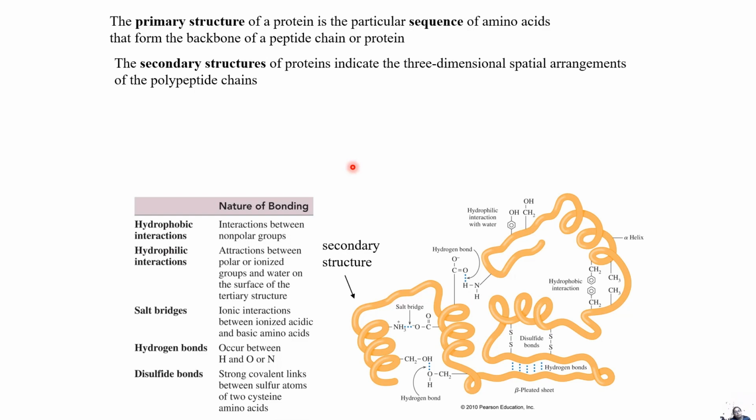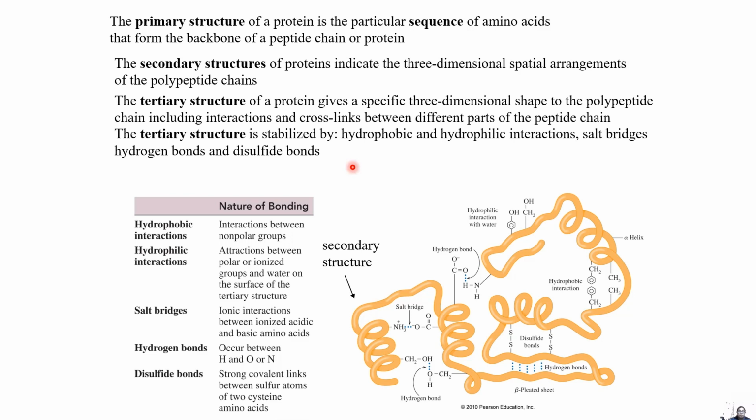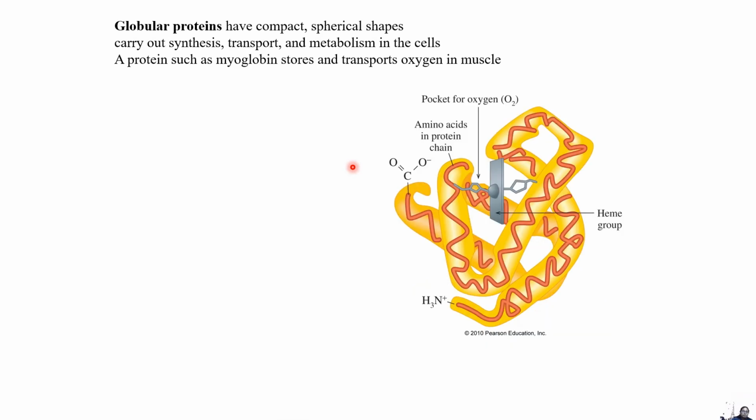The secondary structure of proteins indicates the three-dimensional spatial arrangements of the polypeptide chains. If you can see the image over here, this is the secondary structure of tubulin. Now, the tertiary structure of a protein gives a specific three-dimensional shape to the polypeptide chain, including interactions and cross-links between different parts of the peptide chain. The tertiary structure is stabilized by different types of forces or interactions, such as hydrophobic and hydrophilic interactions, salt bridges, hydrogen bonds, and disulfide bonds. Globular proteins have a compact spherical shape, carry out synthesis, transport, and metabolism in the cells, and include proteins such as myoglobin, which stores and transports oxygen in muscles.